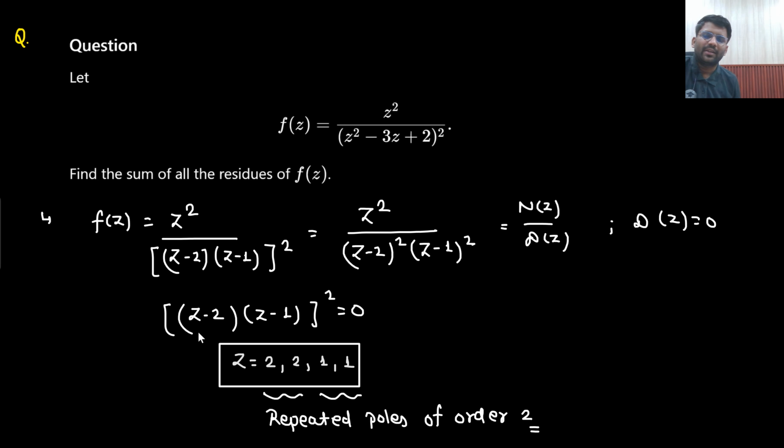Residue at z equals to 2. So first I need to find out residue at z equals to 2. So what that would be? That would be nothing but limit z tending to 2. Now z minus 2 whole square is creating the problem, so I will remove it. What I will be left with? z square upon z minus 1 whole square.